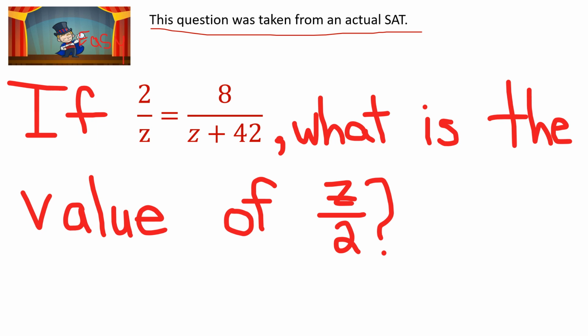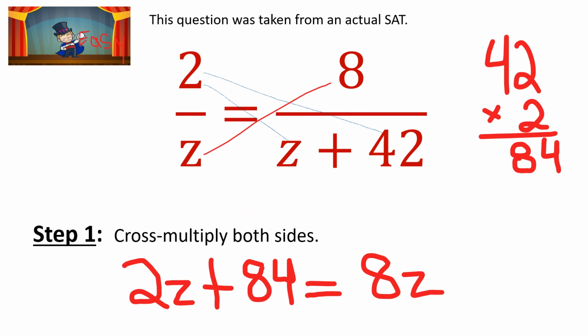So it says, if 2 over z equals 8 over z plus 42, what is the value of z over 2? Simple enough. And you can start figuring it out. Your choices are 14, 7, 2, and 1/7. And if you cross multiply, which is your first step, you're automatically going to go 2 times z is 2z. That's where you're getting this from.